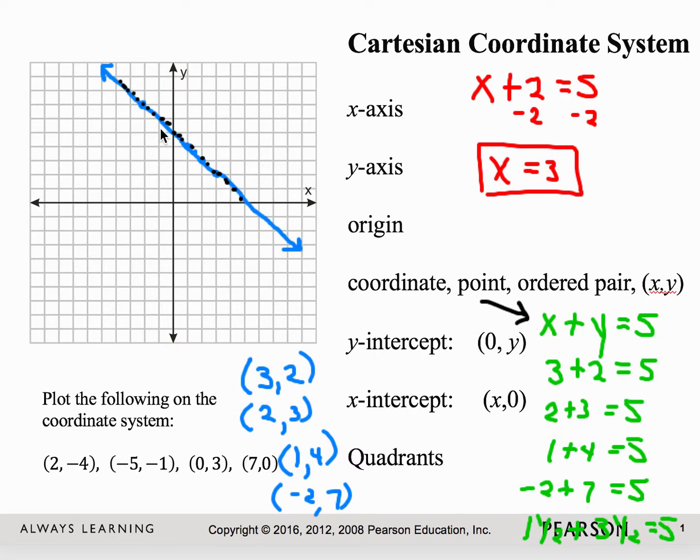And it goes forever. So I gotta have arrows on it. If you don't have an arrow on your graph, it means something. It means it stops right there. So you gotta have arrows. Okay? And notice, hey, these solutions fell in a straight line. That's why we call these linear equations. Linear. Now, notice this is a linear equation in 2 variables.